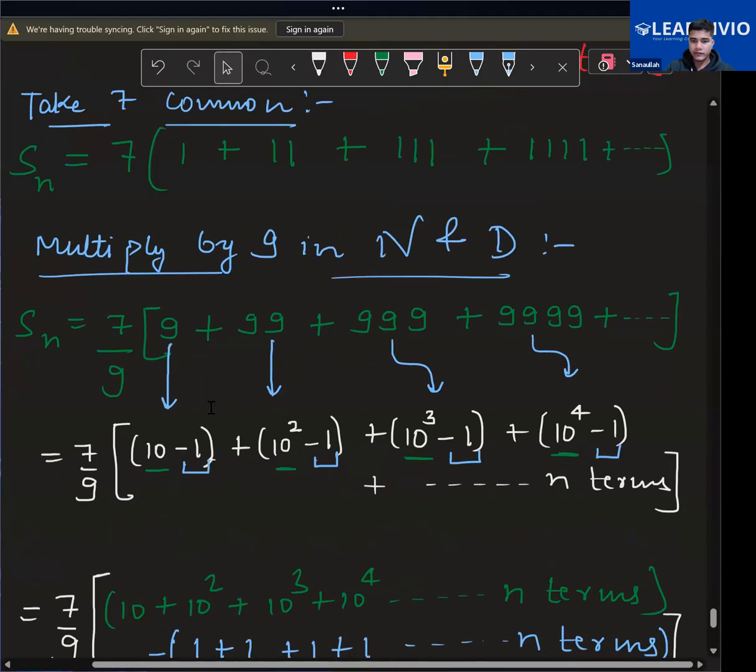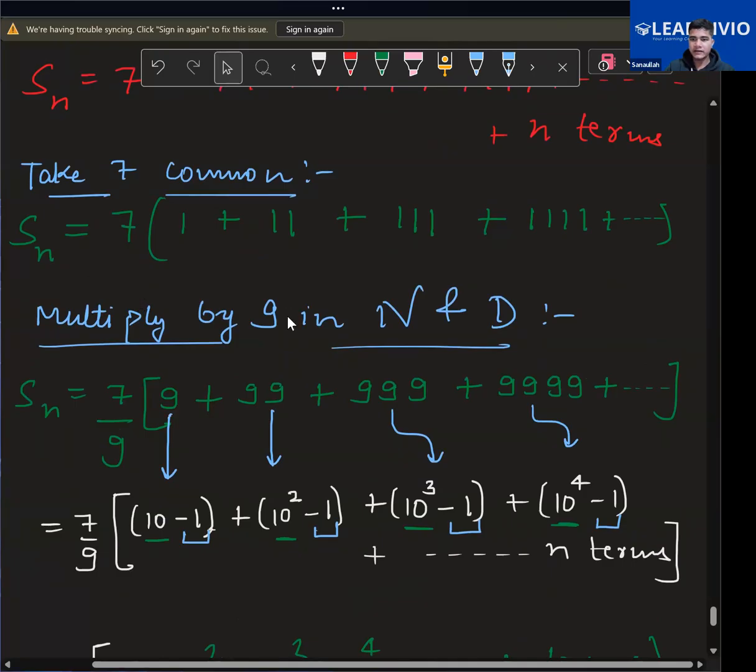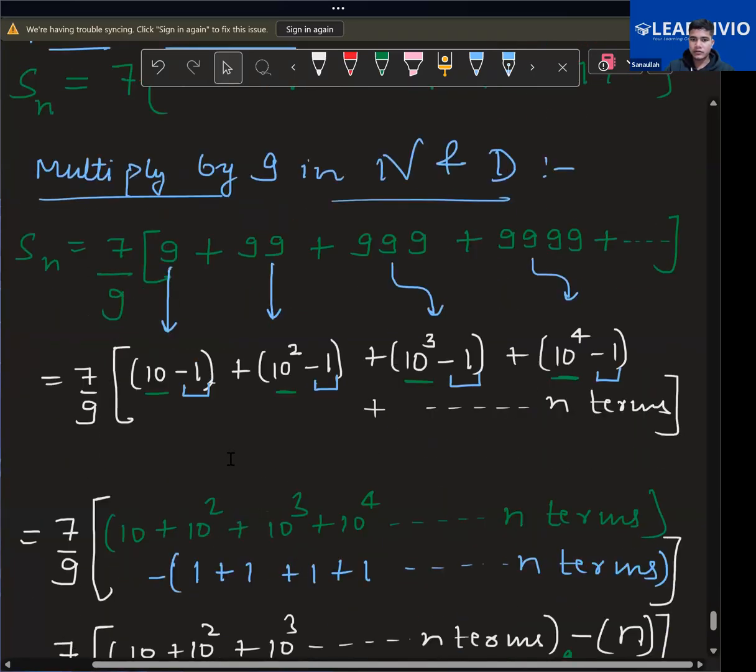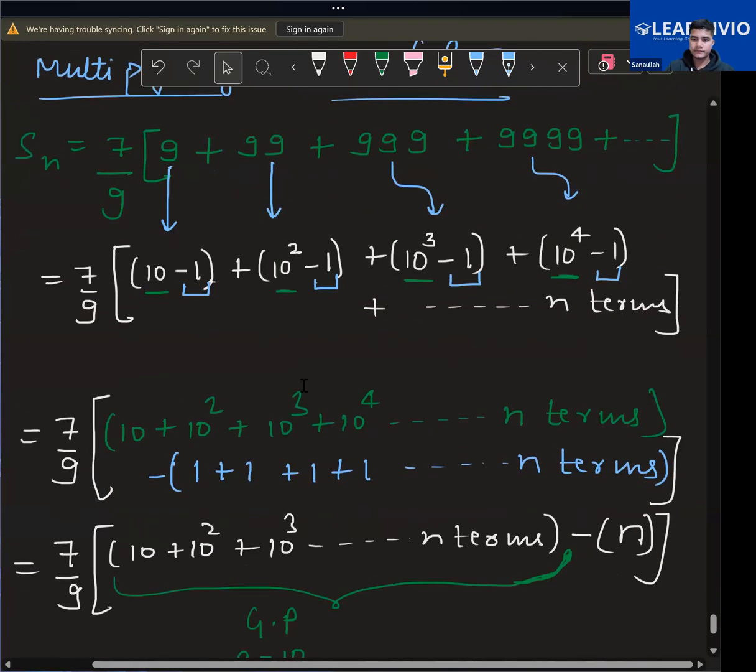After taking common, what is the second step? You have to multiply 9 in numerator and denominator both. So numerator will become 9 times 1, that is 9, and 9 times 11, that is 99, and so on.